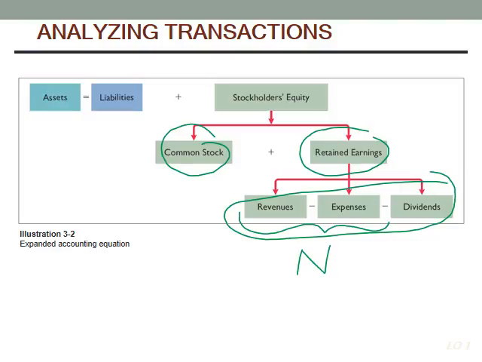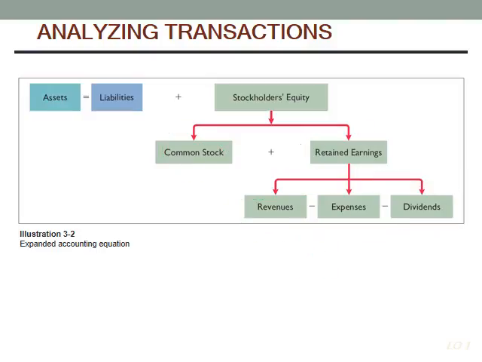I like to talk about acronyms as well. So if you look at the acronym for stockholders' equity, it's actually, let me get rid of some of this stuff. It's actually CRED: common stock, revenues, expenses, and dividends. Okay, so this is the expanded accounting equation. We have assets equals liabilities plus stockholders' equity, which consists of common stock, revenues, expenses, and dividends.